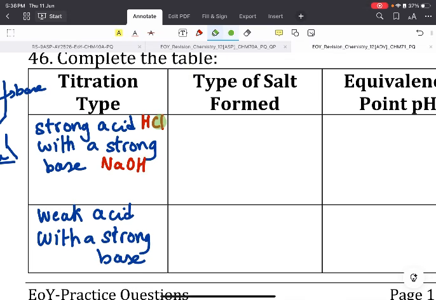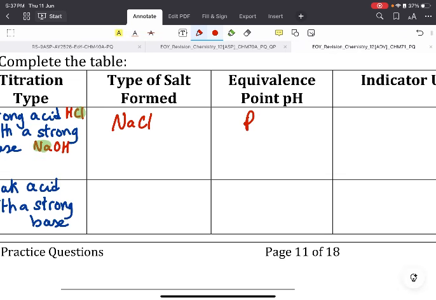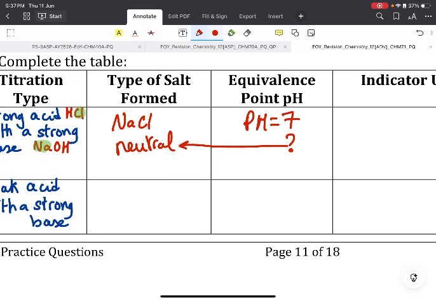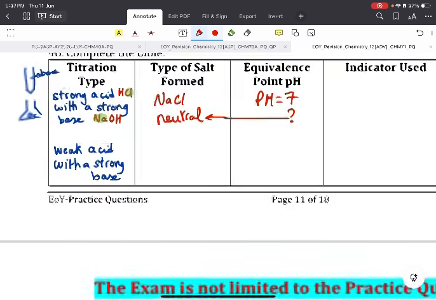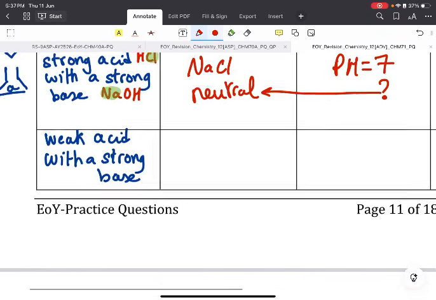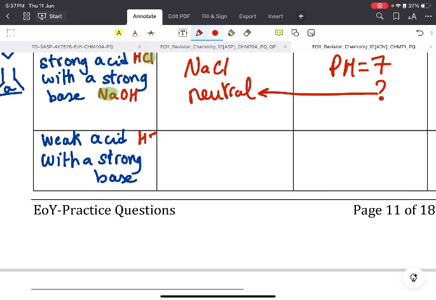So what's the salt formed? It's NaCl. And because this is a strong acid with a strong base, the pH at equivalence point is going to be equal to 7. And what is 7? 7 is neutral. So this salt is neutral. Now, if I have a weak acid with a strong base, I'm just going to take an example, HF and NaOH. What is the salt? It's NaF.